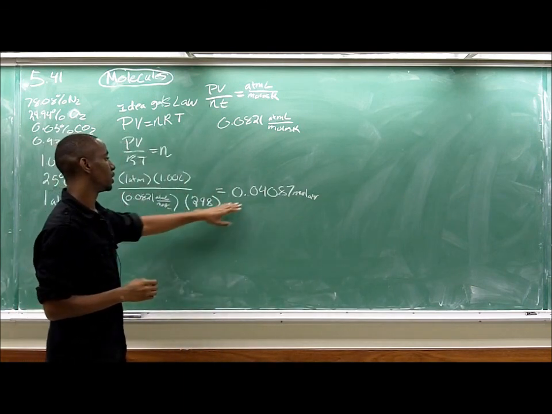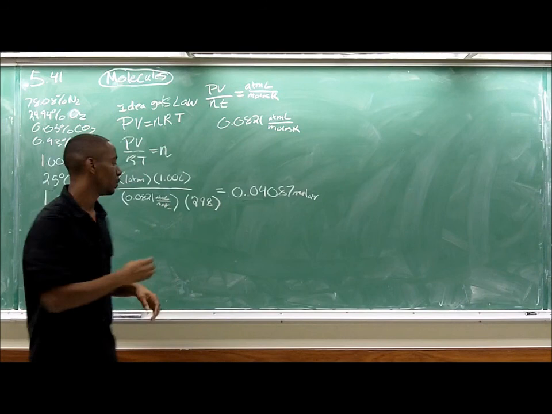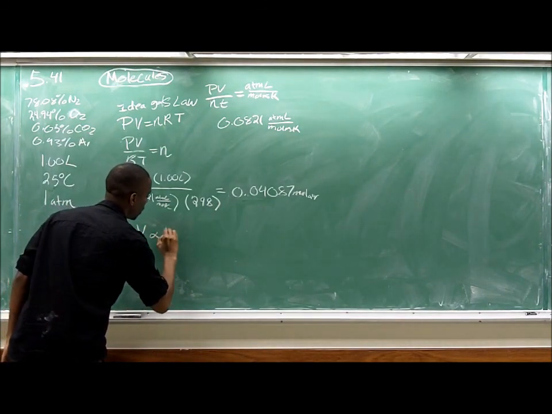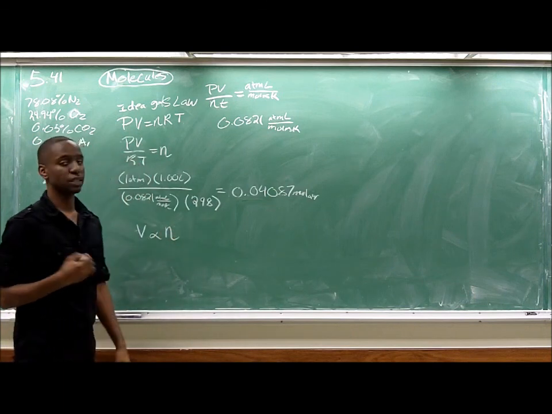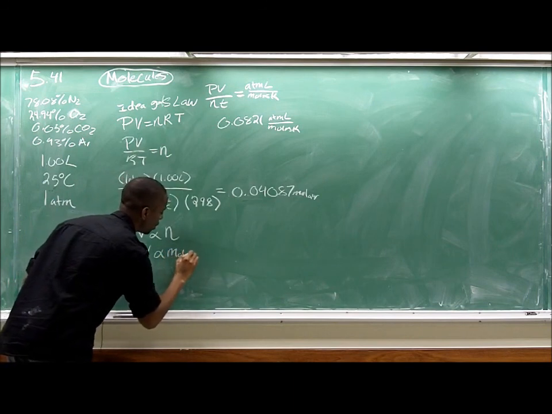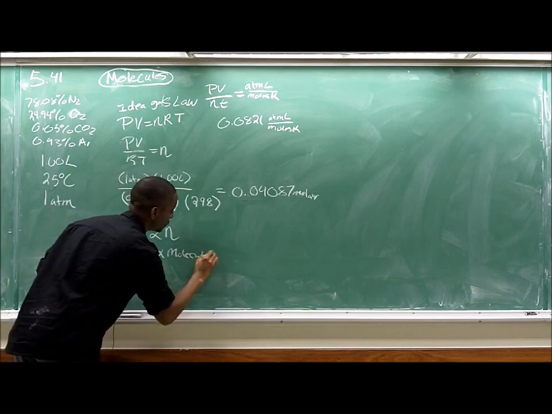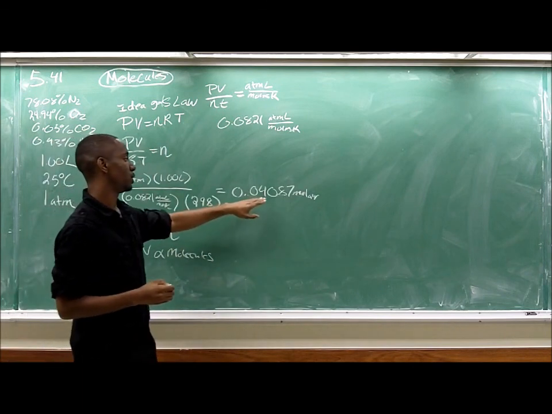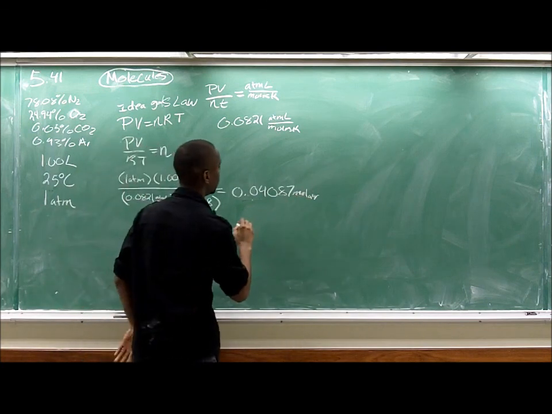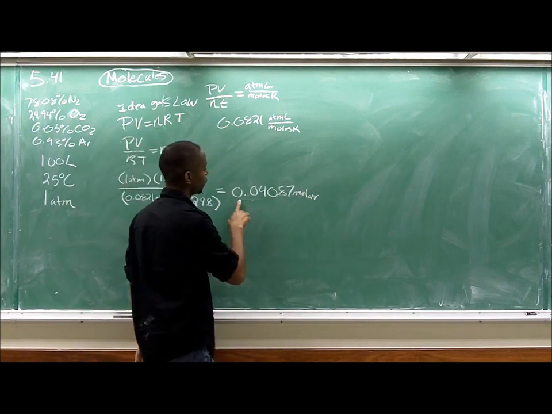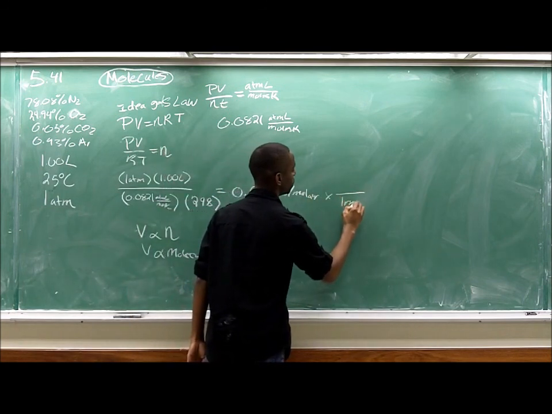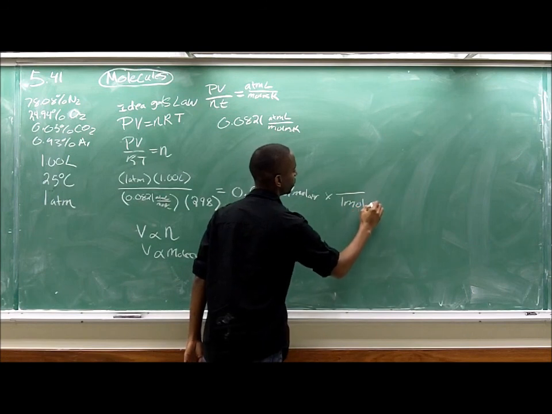Using this, we can use Avogadro's law, which says volume is proportional to moles, which is also the same as volume being proportional to molecules. So we can change the moles into molecules. How do we do that? 0.04087 moles times, for every 1 mole, Avogadro's number.